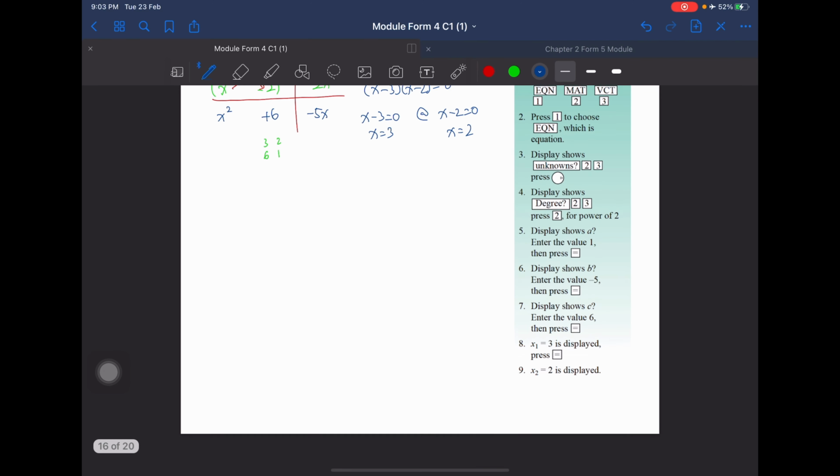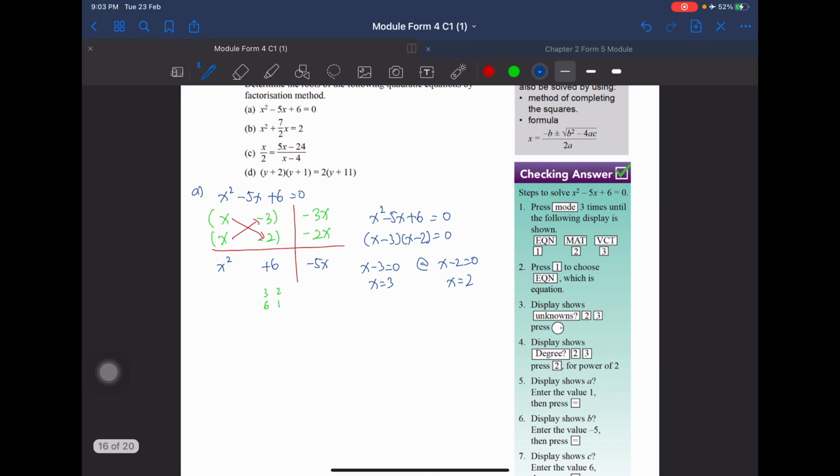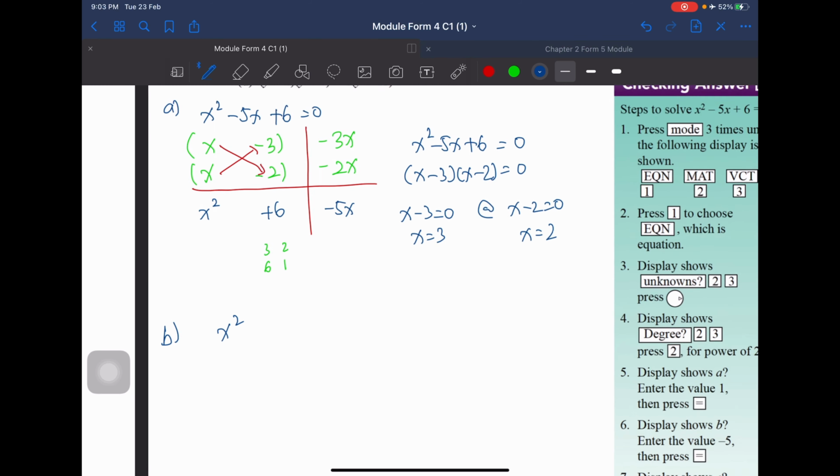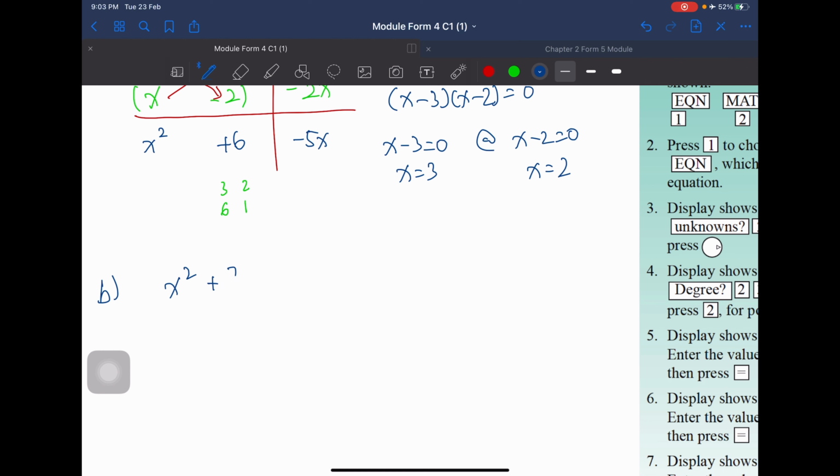So kita teruskan ke B. So B, we have x squared plus 7 over 2x equals 2.